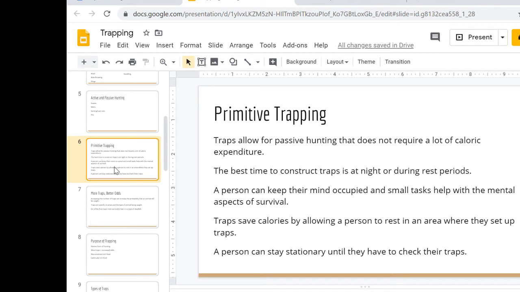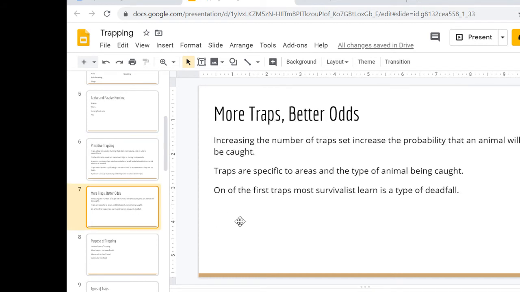You do it at night to keep your mind occupied and to keep your mental strength up, because if you have small tasks to do, you don't think of the situation that you're in. You're thinking of the task at hand, and it gives you something to increase your chances of getting food. So it keeps your mind occupied, saves calories, and you can stay stationary and then go out and check your traps. It's best to check your traps 2 times at least a day and combine it with other activities. We'll talk about that in a second.